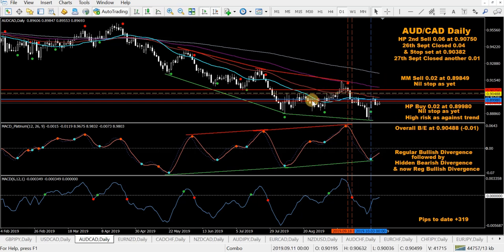So I'm looking at the big picture, remember? You can see the trend setting down. I'm happy to take trades against the trend as long as I've got something coming the other way or I've got some good divergence.